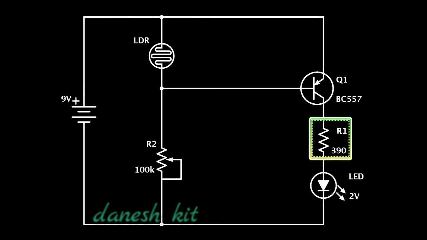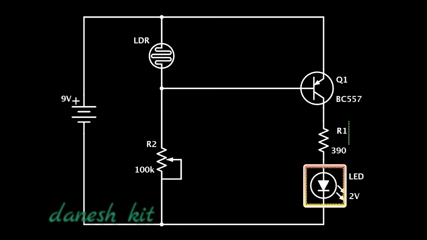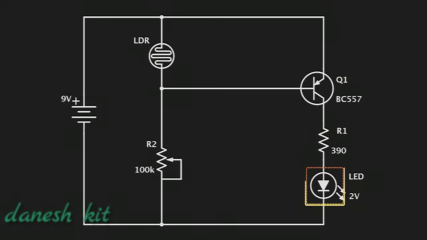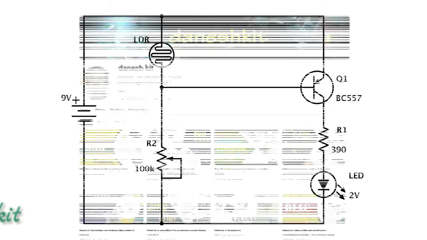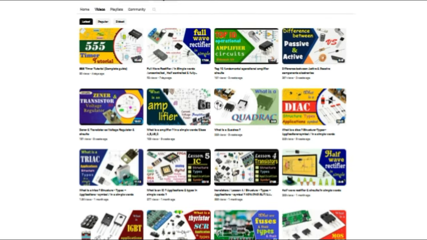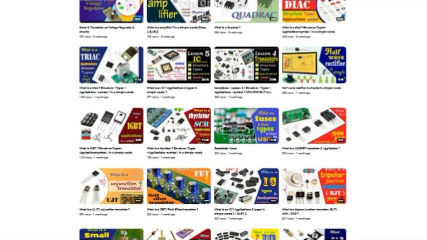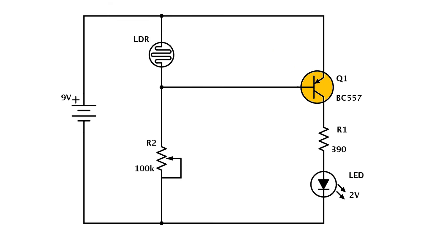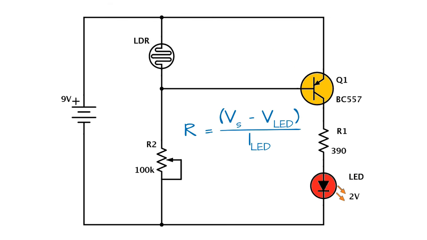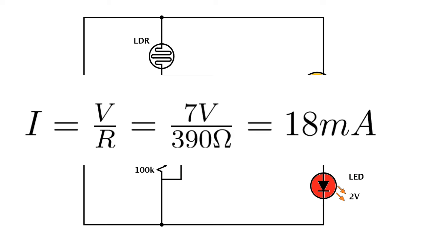Resistor R1 controls the amount of current passing through the LED. Its calculation is simple. I made a video on how to calculate the resistance value for an LED, which you can see on my YouTube channel. If you are using an LED with 2V voltage drop, you will have a 7V voltage drop over the resistor when the transistor is on. By using Ohm's law, we can find the current. An 18 mA is usually a good current value for common LEDs.